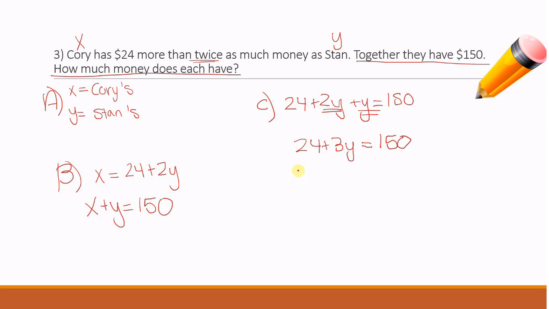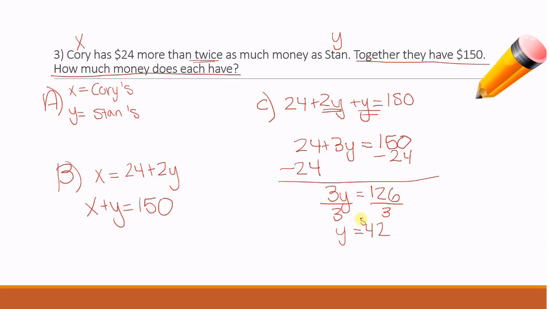Solving for Y now, we're going to first subtract 24, that's right. And 150 minus 24 is 126. Dividing by 3 should be our next step, and that should be $42. So it looks like Stan has $42.